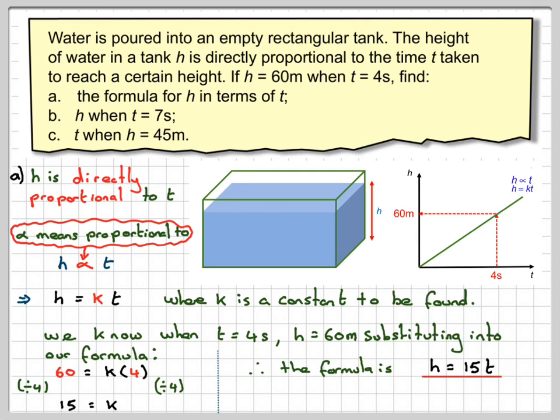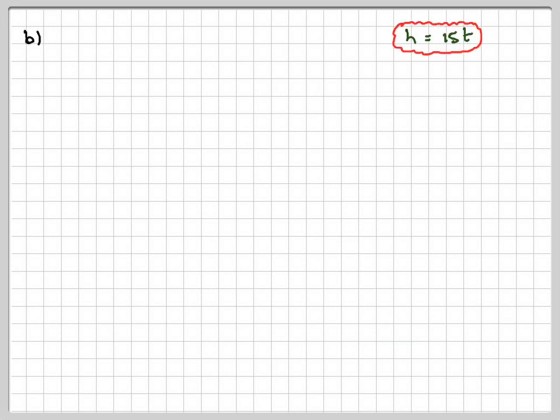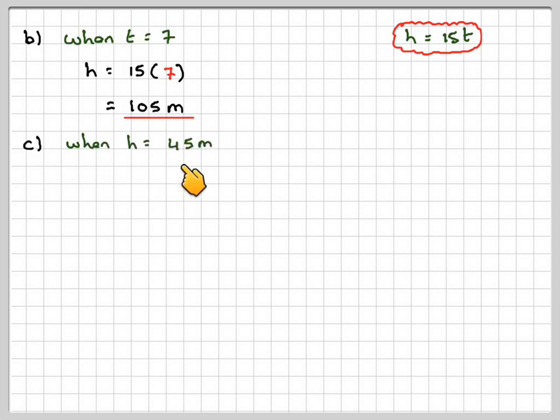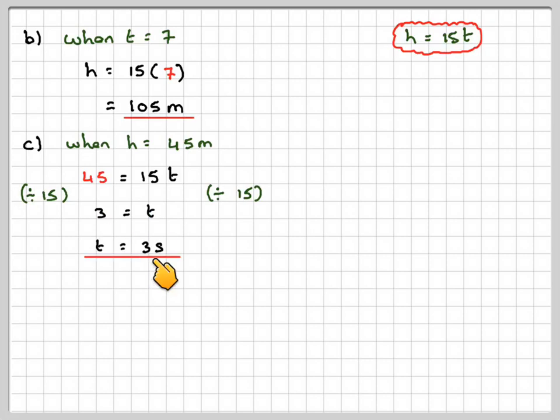So we can use the formula now in order to answer B and C. Writing down our formula, H is 15T. When T is 7, H will be 15 times 7, and that gives me 105 meters. And C, when H is 45 meters, we're going to have that 45 is equal to 15T. So if we divide both sides by 15, we get that T is equal to 3. Therefore, T is equal to 3 seconds.